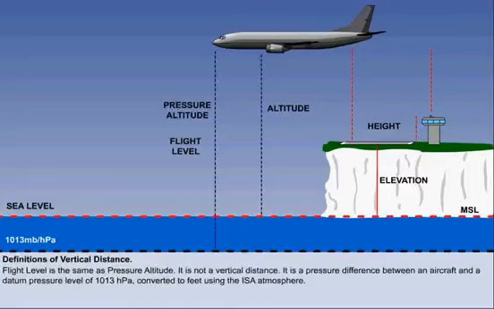Flight level is something different. Flight level is also known as pressure altitude. It is a pressure difference between that experienced by an aircraft and a datum pressure level of 1013 hectopascals. It is converted using the ISA-atmosphere relationship and expressed in feet. But it is a pressure relationship, and its true vertical distance will vary according to the temperature at the time. Under ISA conditions, that true vertical distance will be the same as the flight level or pressure altitude.